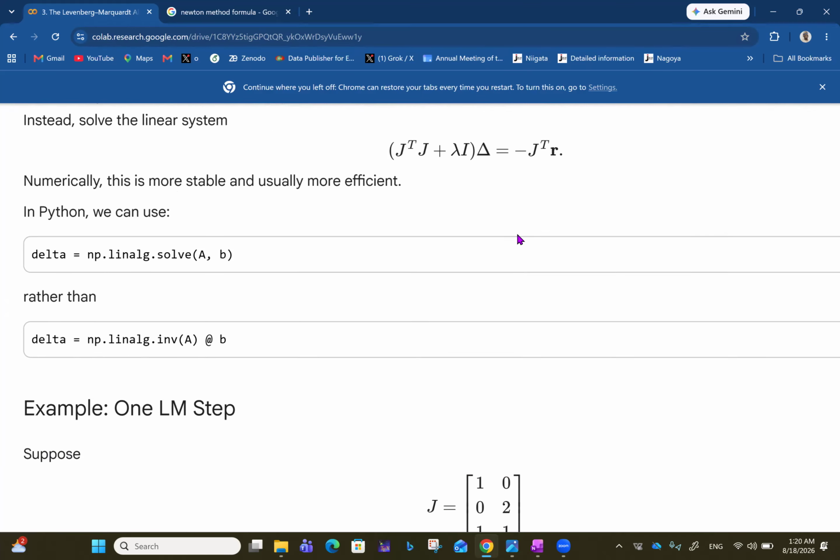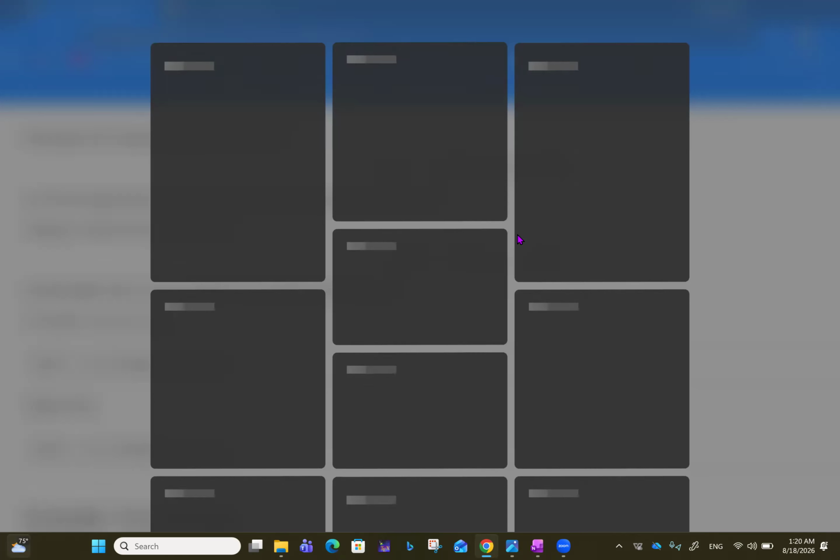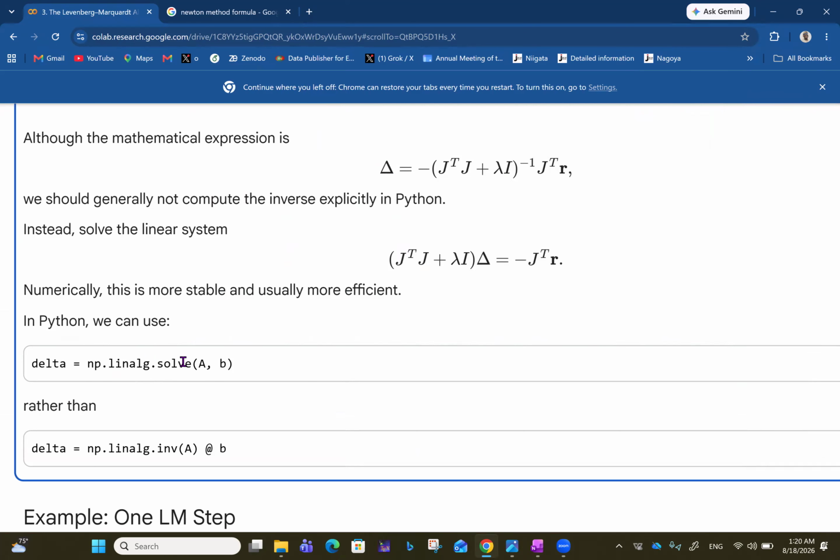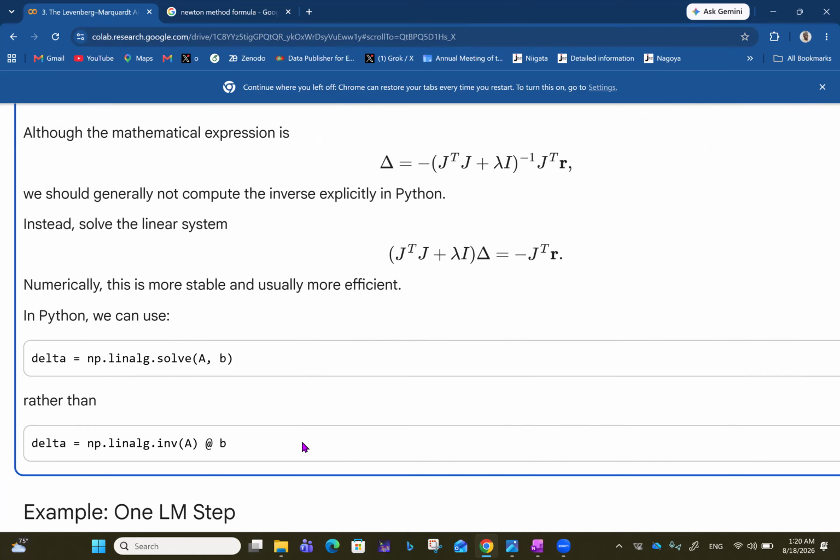So in Python, to make sure that works, delta is equal to np.linalg, from the linear algebra module of the numpy library, we have a function called solve. So we use that instead of finding the inverse directly to get our del.